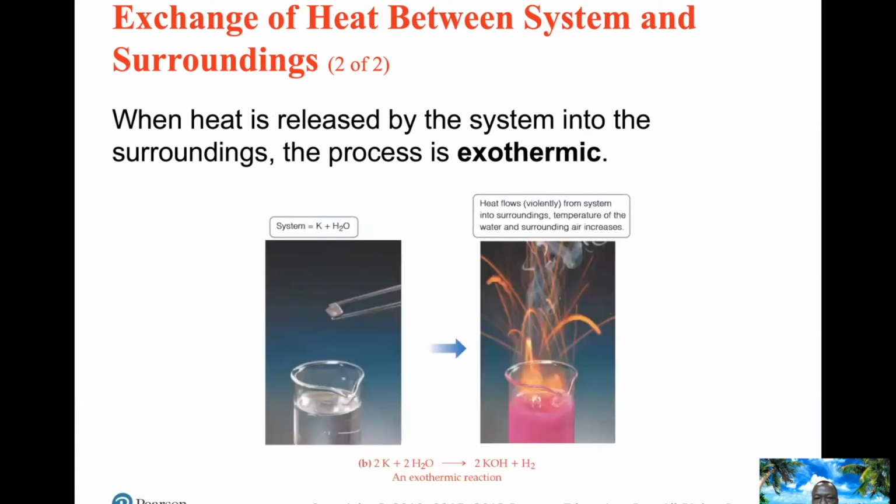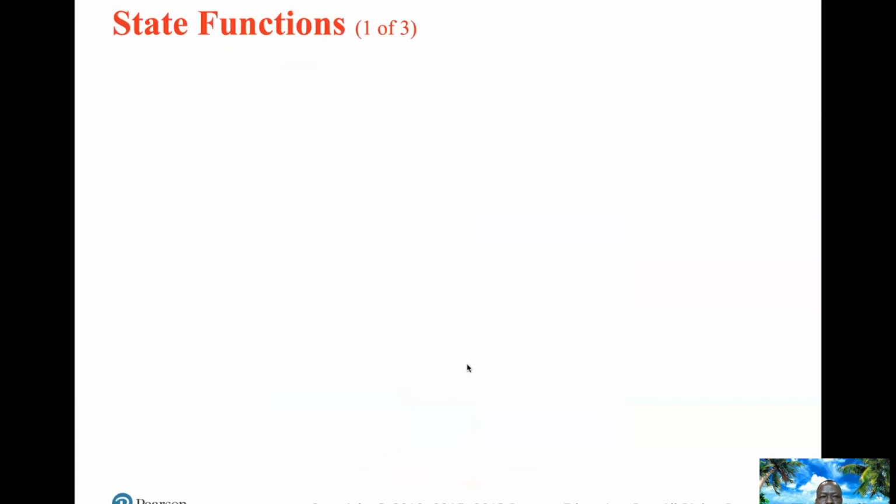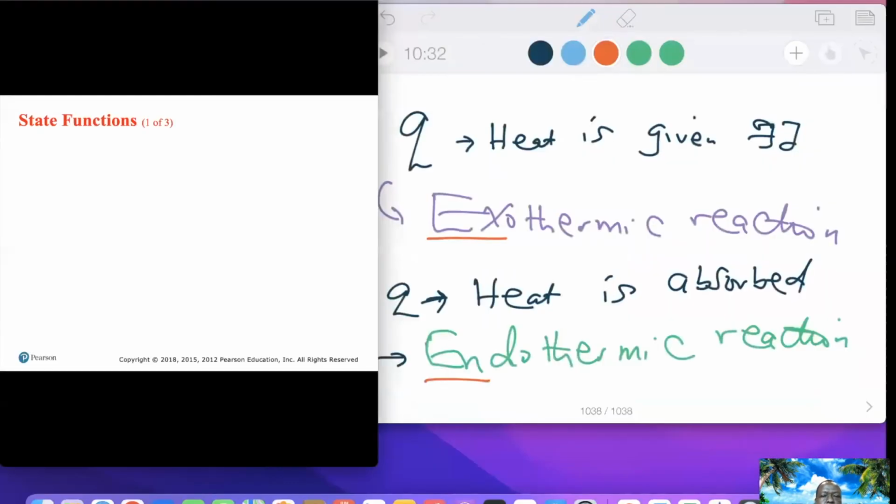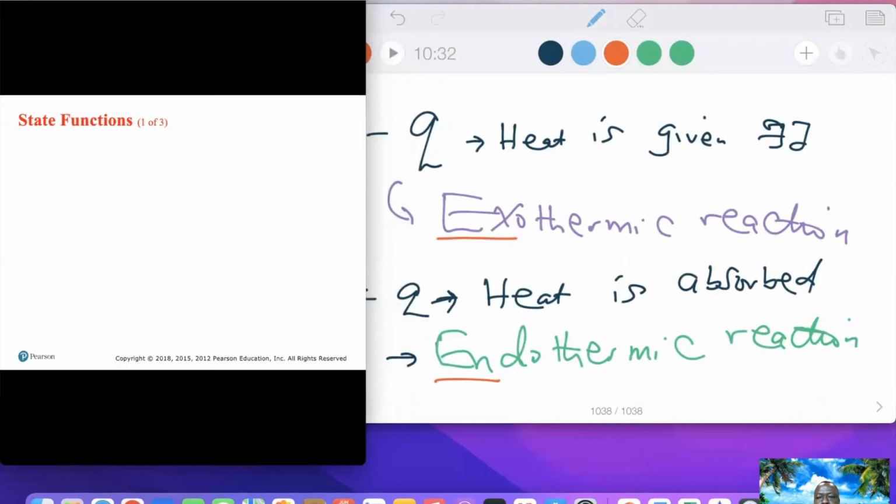For exothermic, such as the thermite reaction. Is this the thermite reaction? No, it's not. This is just the reaction between potassium and liquid H2O. The potassium readily reacts with H2O. This is exothermic. It gives away heat. And here we expect the temperature to go up. If you were to measure it, we'll see the temperature going up. So remember exothermic and endothermic reactions: giving away heat and absorbing heat from the surrounding.